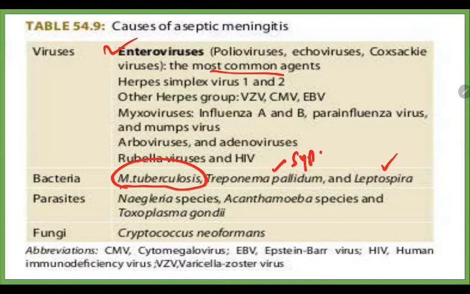Parasites are Naegleria fowleri and Acanthamoeba species, these two being free-living amoebae, and Toxoplasma gondii. Coming to fungi, it is Cryptococcus neoformans.